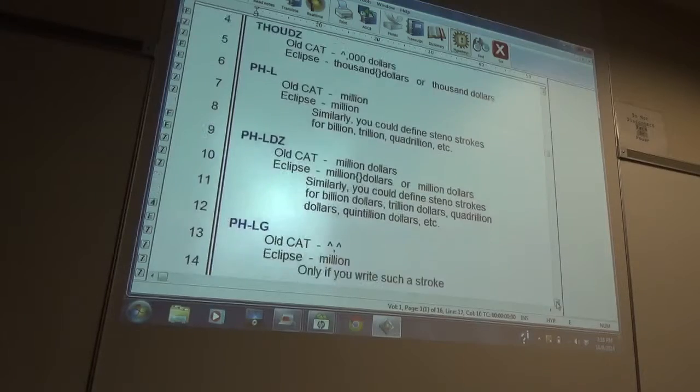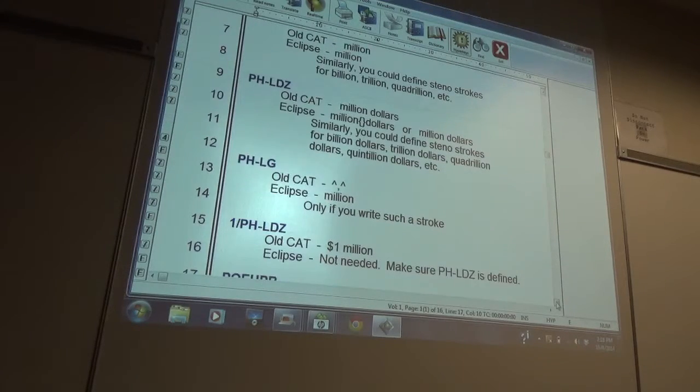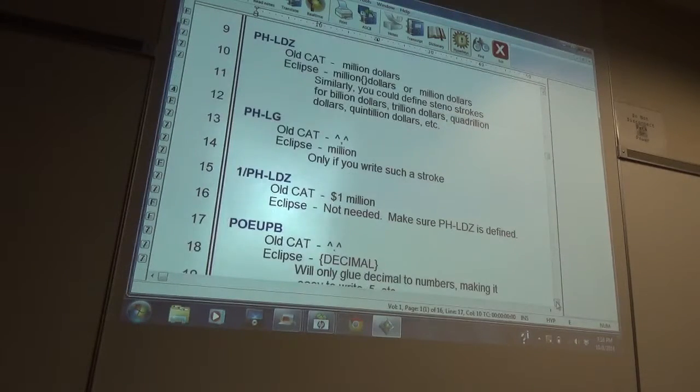So it's just giving you different examples. I don't know if any of you guys stroke it like this, MLDZ for $1 million. If you do, make sure $1 million is defined, okay, as $1 million.